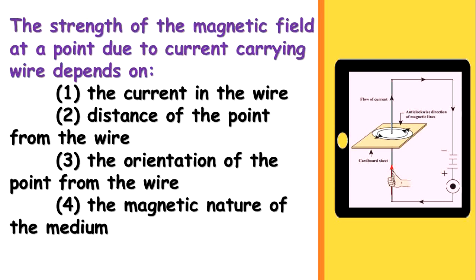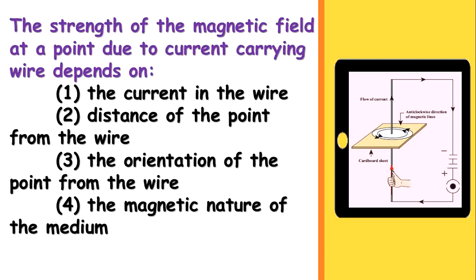So the strength of the magnetic field at a point due to a current carrying wire depends on, first one, the current in the wire. When the current increases, the magnetic field also increases. Both are directly proportional to each other. Distance of the point from the wire: the distance and magnetic field are inversely proportional to each other. So the strength of the magnetic field decreases when the distance increases. Third one, orientation of the point from the wire, where we have to keep the wire.